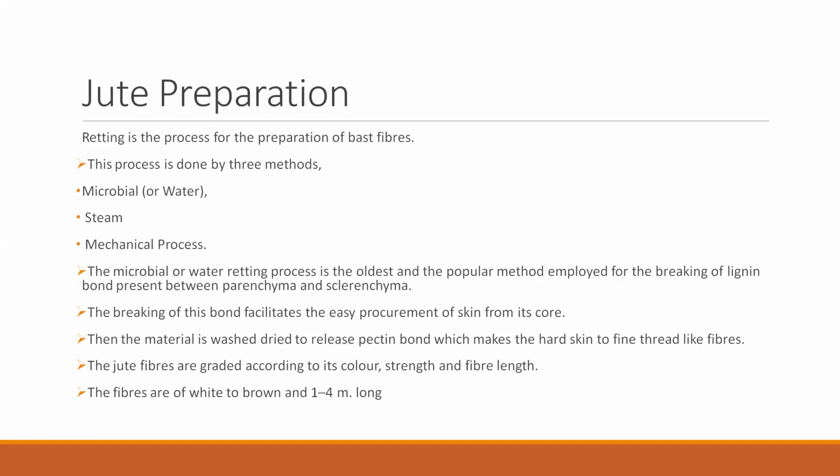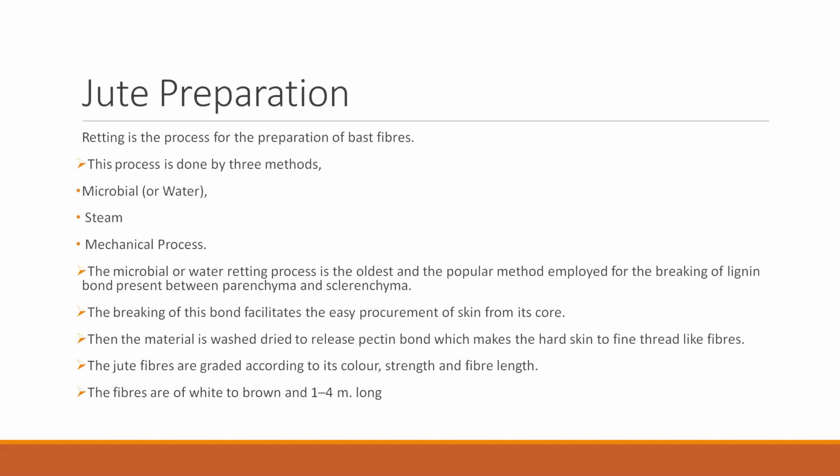This is a very popular method for breaking the lignin bond present between parenchyma and sclerenchyma. Breaking of this bond facilitates the easy separation of skin from its core. So they will easily separate from there. Then this material is washed and dried to release the pectin. When the bond breaks, it releases the pectin, which turns the hard skin into fine thread-like fibers. The jute fibers are then graded according to their color, strength and fiber length.